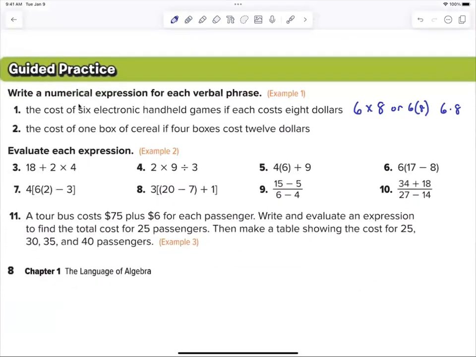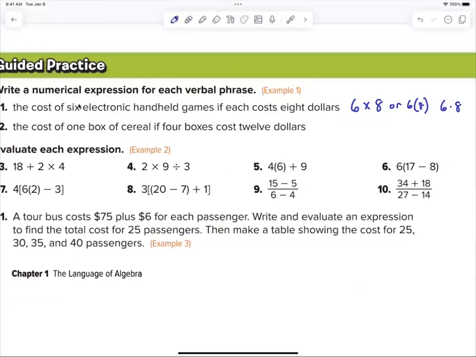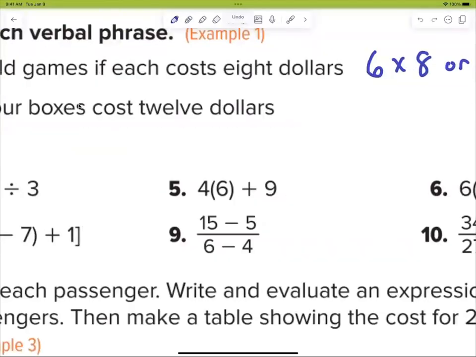Now, number 2. It says the cost of 1 box of cereal if 4 boxes cost $12. Yeah, 12 divided by 4. Now, 12 divided by 4, we're going to write it as a fraction. That's the only way I like it. I know what the answer is, but we don't care about the answer. We're just writing the expressions to make sure you understand the words and the translations.